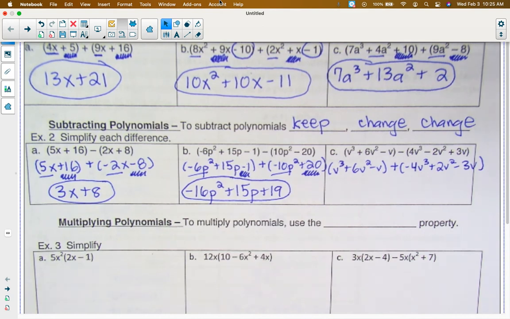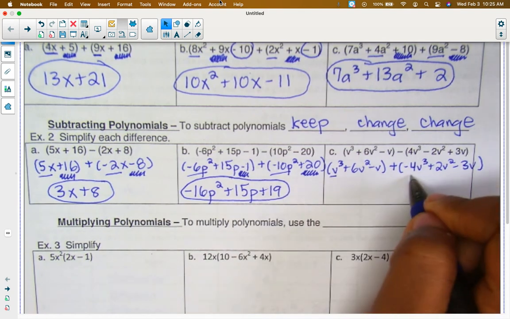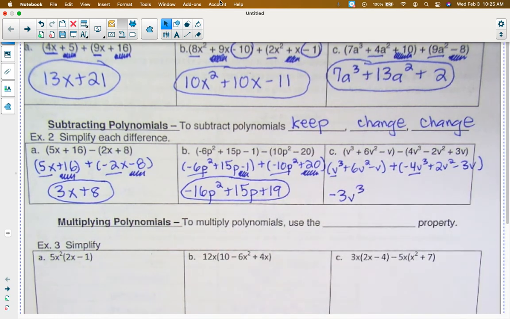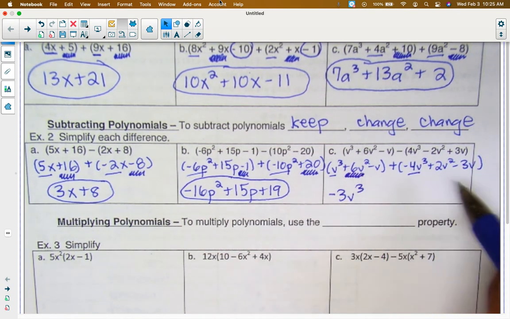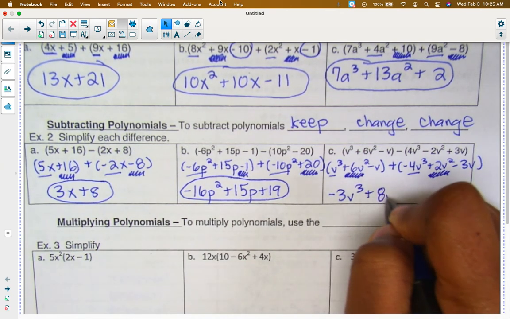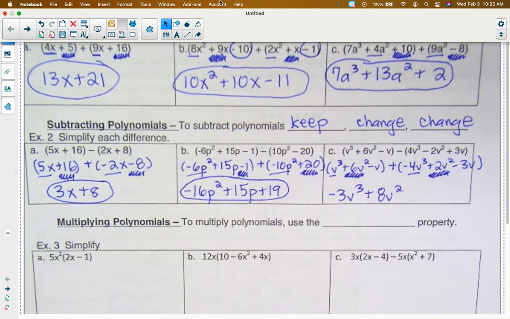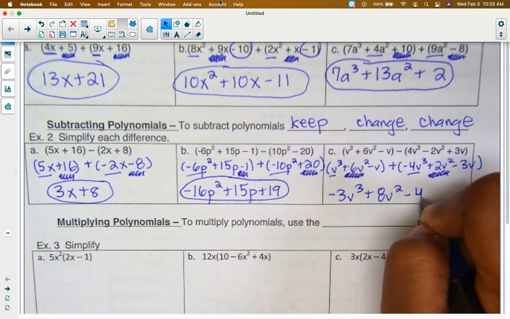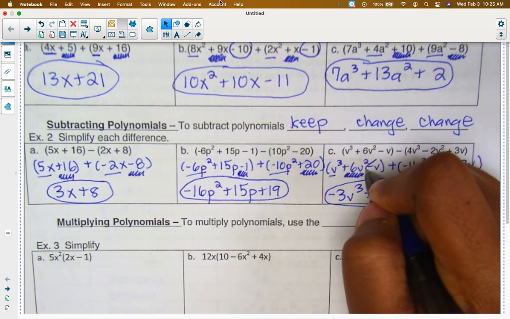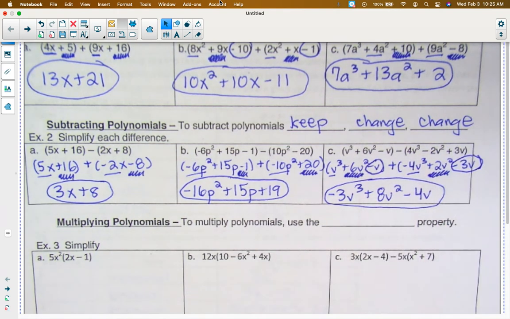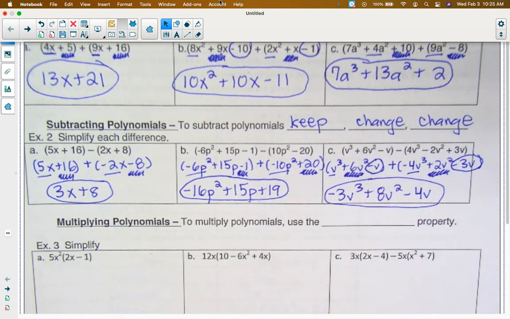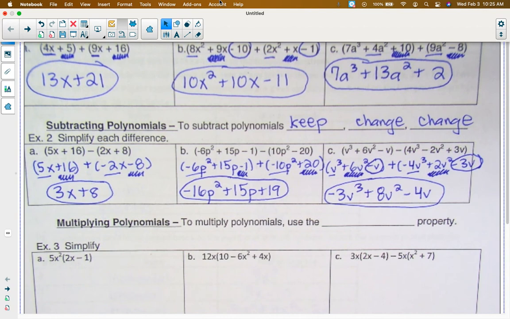Keep, change, change. All right, I'm going to start with my cubic terms. That's going to give me negative 3v to the third. I'm going to do my quadratic terms. That's going to give me 8v squared. And then I'm going to do the linear terms, and that's going to give me negative 4v. So only with subtraction do you keep, change, change. Okay, so the v to the thirds went together, the v squares went together, and then the regular linear terms went together. So we keep, change, change.